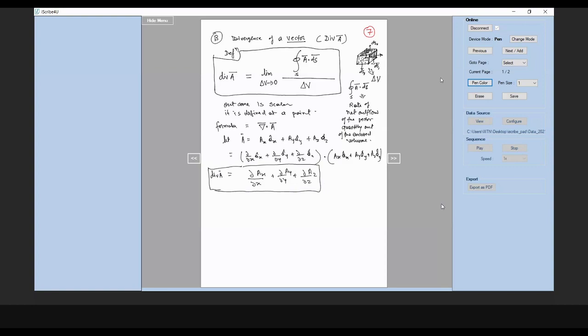But what is its significance? Significance is the rate of net outflow per unit volume, provided that the volume is shrinking to zero. This last statement is very important. So for a shrinking volume, as a squeezing quantity, the rate of net outflow is particularly defined by divergence. This is the expression or definition of divergence.